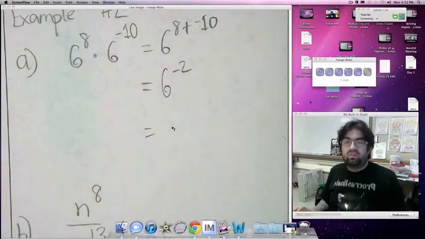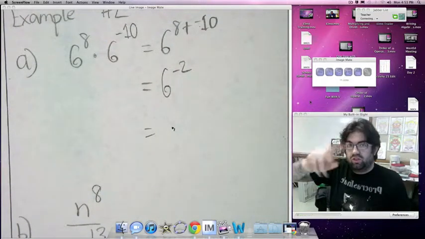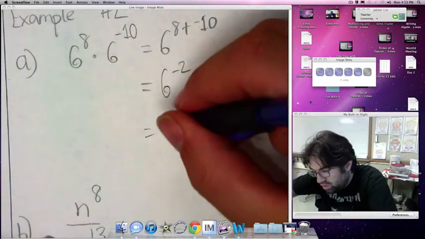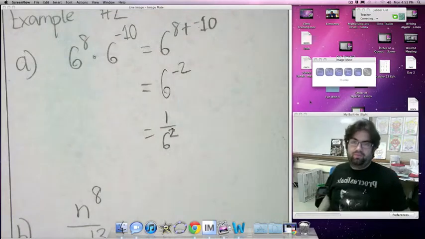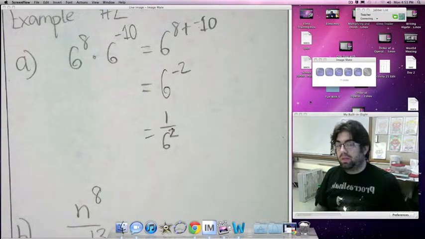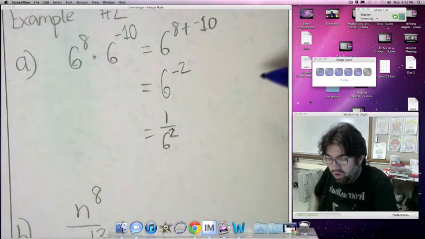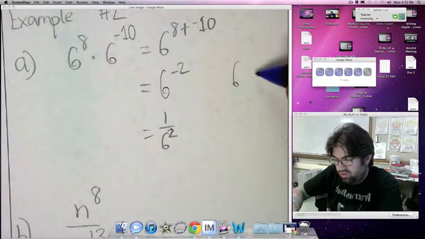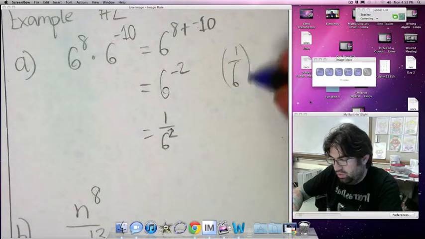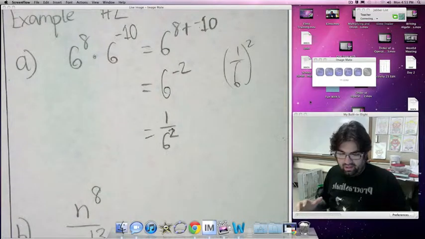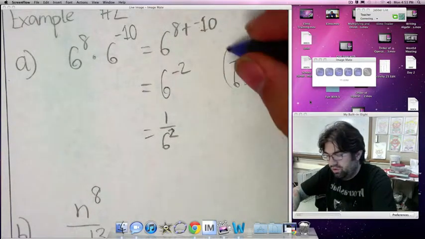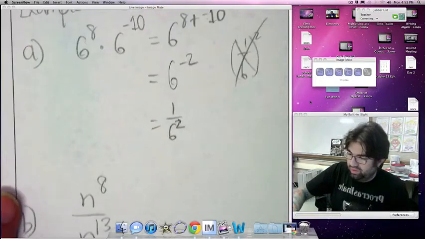Well, a negative exponent means I'm going to take 6 and turn it into its reciprocal. So 1 over 6 to the second power. Period. We don't want to leave it like this: 6 squared. Don't write it like that. That's really sloppy. So do that one. Okay.